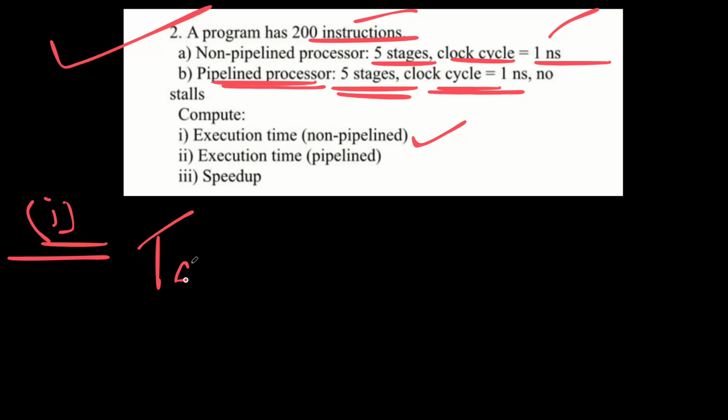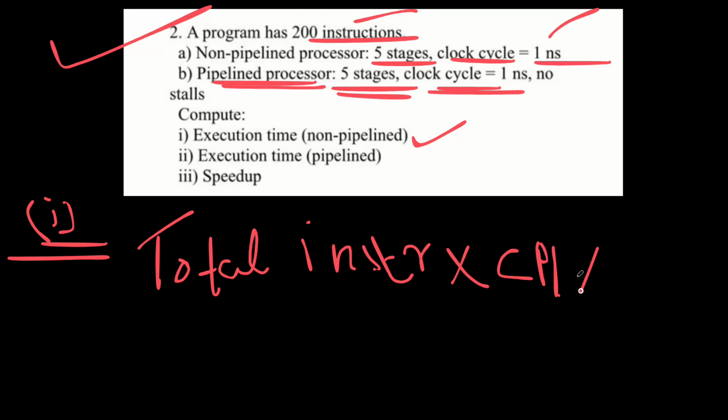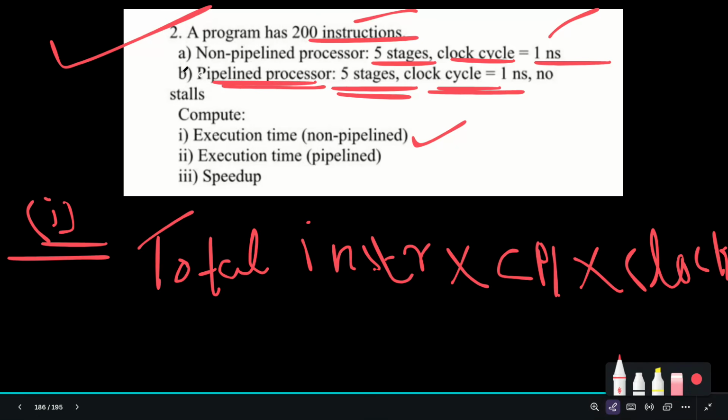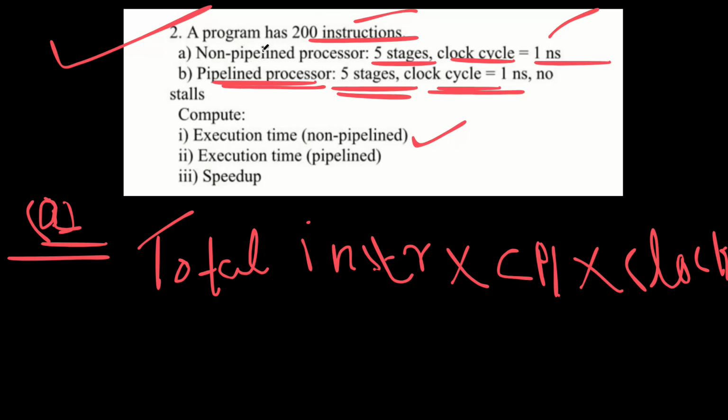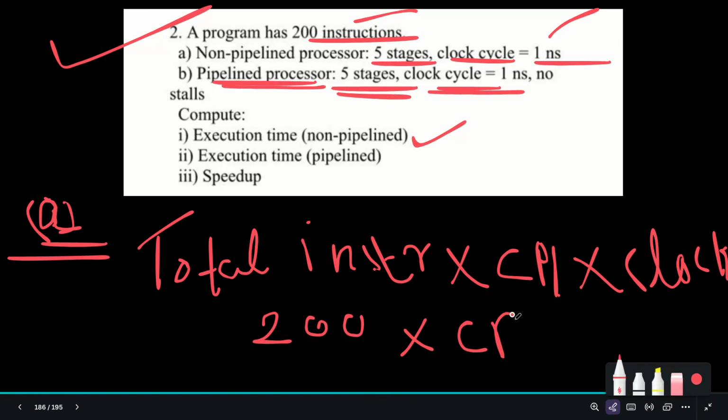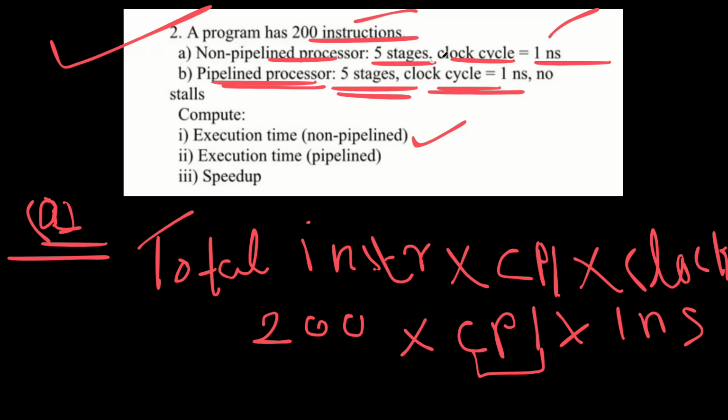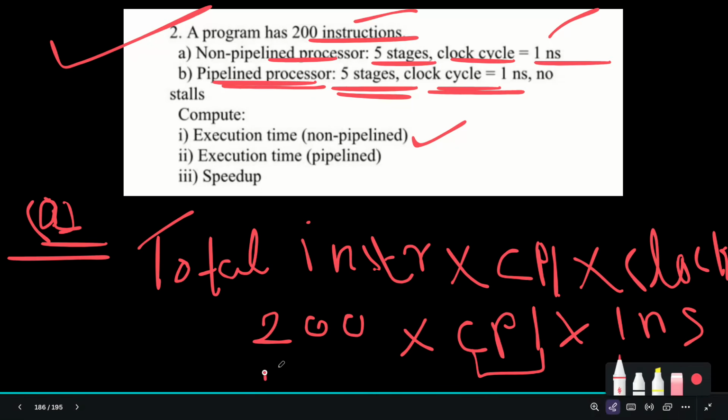If the number of stages is given for a non-pipeline processor, we know the formula. First let me write it: the total instruction into CPI into clock cycle. This is the basic formula. This is the A part. Total instruction we know is 200, into CPI, into clock cycle of 1 nanosecond. Fine, this much we have understood. The problem is the CPI. For a non-pipeline processor, the CPI would be the number of stages. So here with 5 stages, the CPI would be 5.